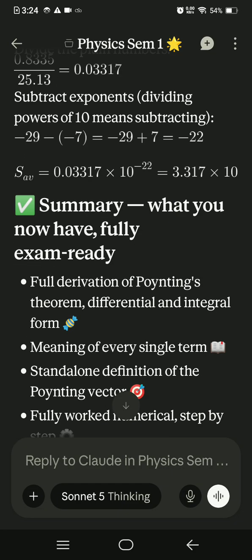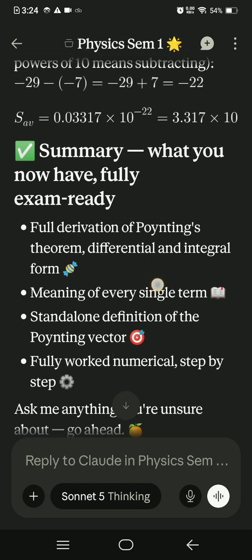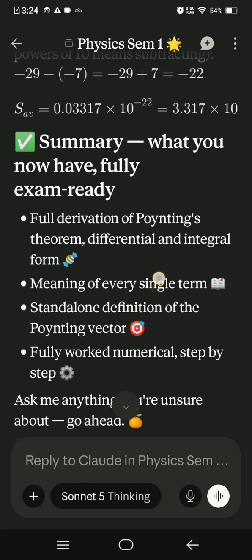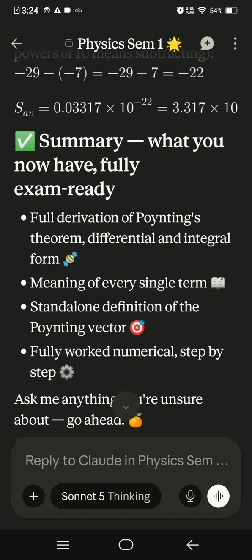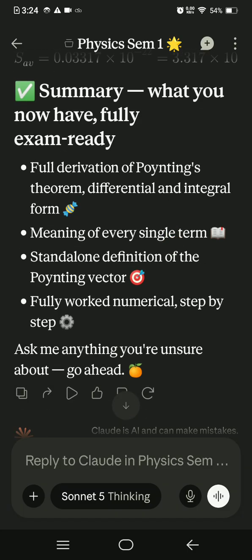Anyway, it's done. Summary, what you now have, fully exam ready: a full derivation of Poynting's theorem, differential and integral form, done; the meaning of every single term we saw; a standalone definition of the Poynting vector; and a full worked numerical step by step. So the topic is complete.